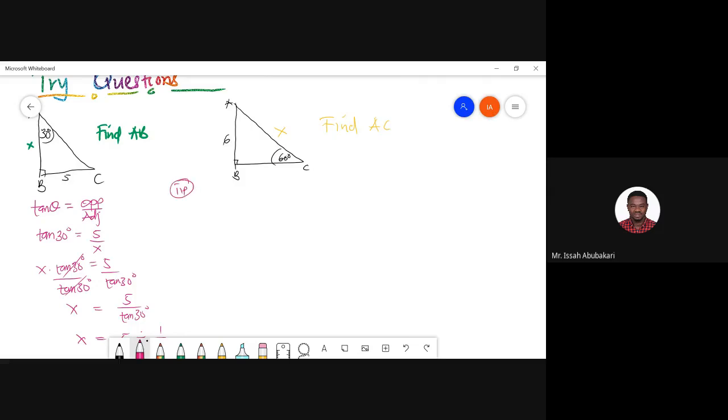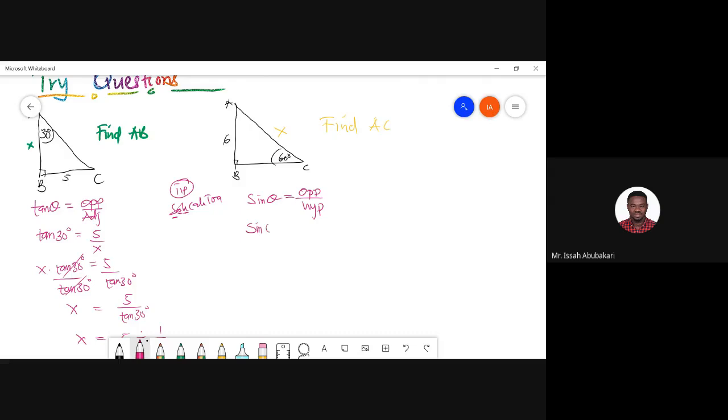The tip, SOHCAHTOA. Which one is going to fit in? Now we have opposite and hypotenuse. We realize that it is sine that is having opposite and hypotenuse. So we are going to use sine. So the formula says, or the ratio says, sine theta is equal to opposite divided by hypotenuse.